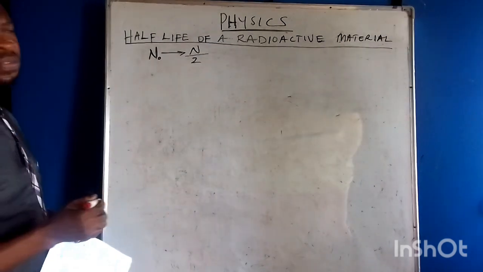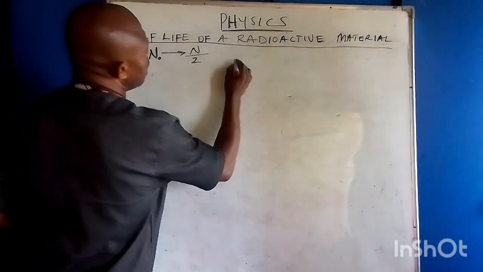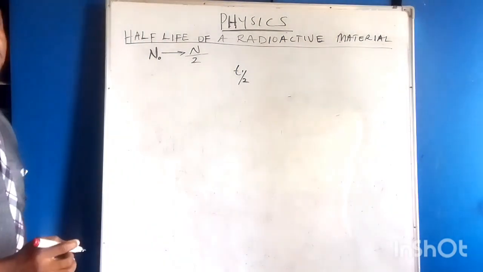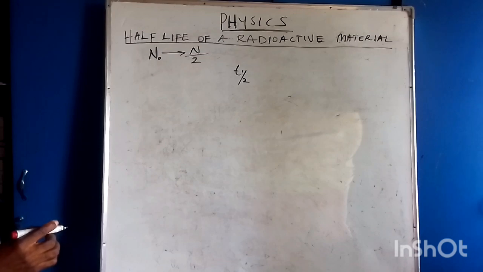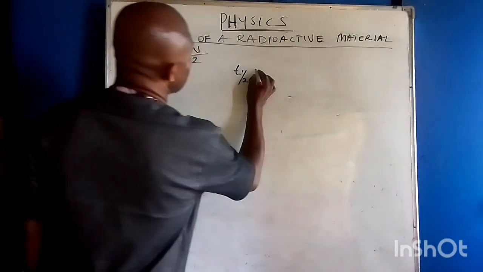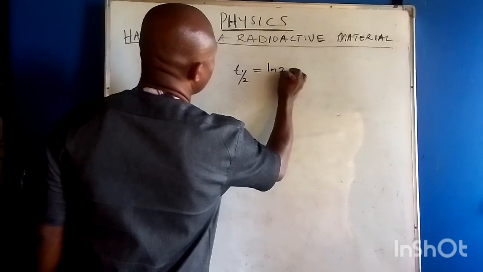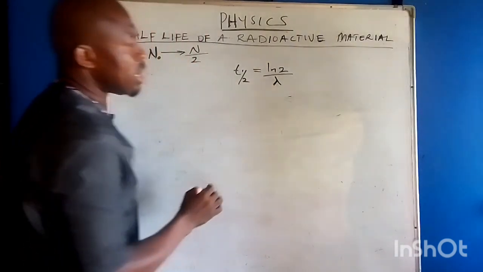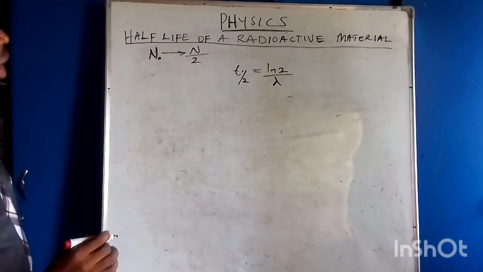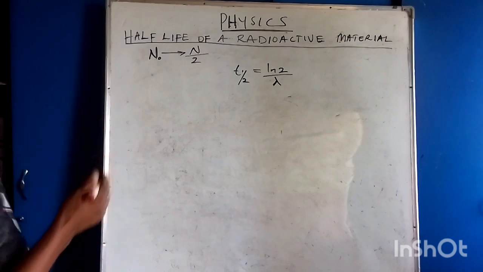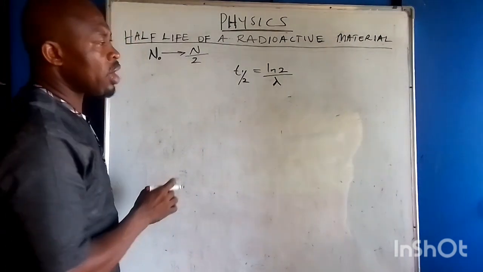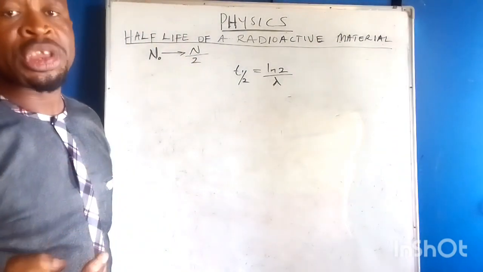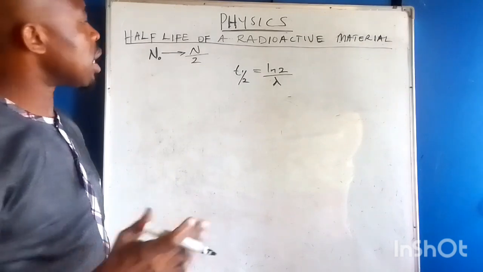Now, this half-life can be represented by the equation T half, which gives us the representation of half-life. It is equal to the natural logarithm of 2 all over the decay constant, lambda. The SI unit of half-life can be in seconds, minutes, years, days, or weeks, depending on the element.